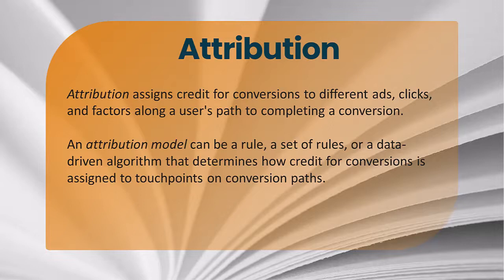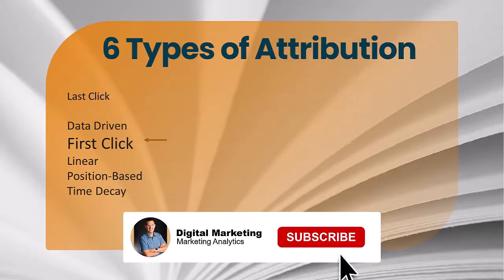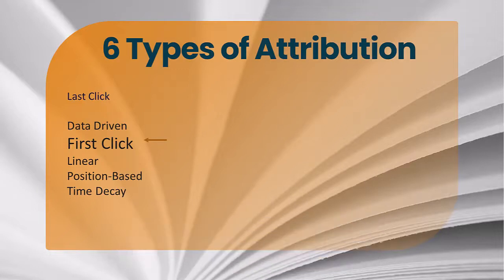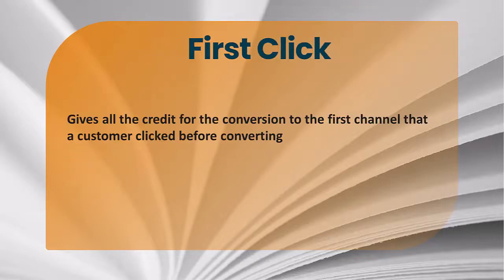Your first-click attribution is along that path to conversion. It is the first thing they did or the first ad they clicked on that path to attribution and how they made that conversion at the end. Now, first click gives all the credit for the conversion to the first channel that a customer clicked before converting. So if, in an example, somebody clicked on an ad, then they clicked on an email, and then 5 days later they did a direct search, the look back window would give the attribution to the first click because the ad is how they discovered your website, and that is what first-click attribution does.